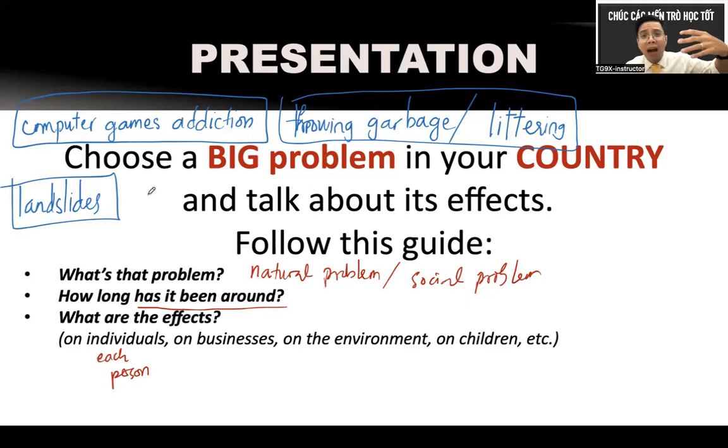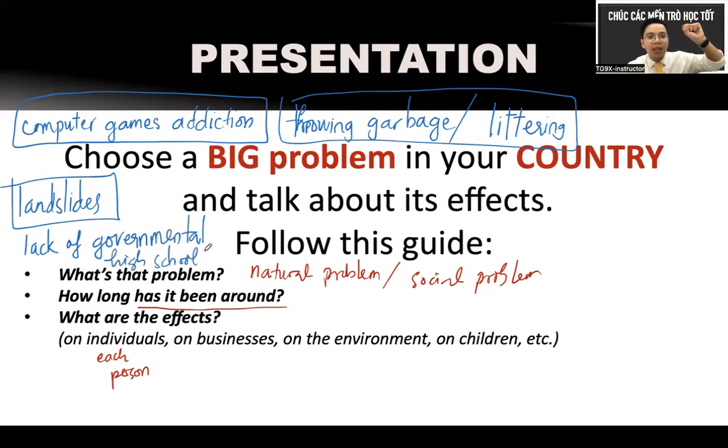Please. We have 2 minutes for brainstorming. Chị Minh. Lack of governmental high schools in big cities. Good job. Public schools, right? High schools in big cities. Okay. Thank you. Who else, class? Come on.